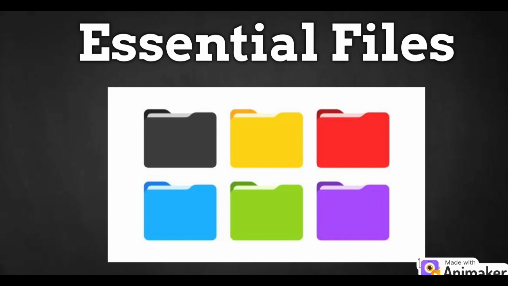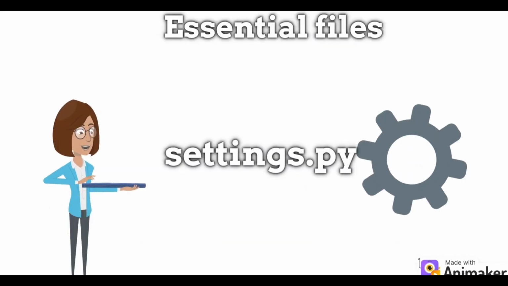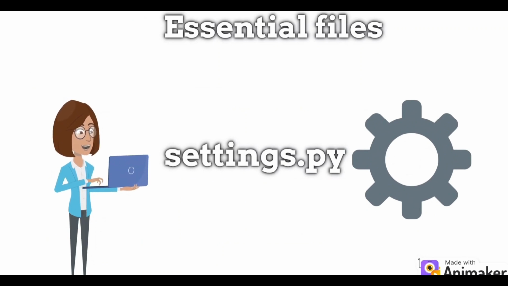to meet the project's requirement. In Django also, there are some essential files, each of which plays an important role in making the app function smoothly. So the first file is settings.py. This file is like the heart of your project configuration.